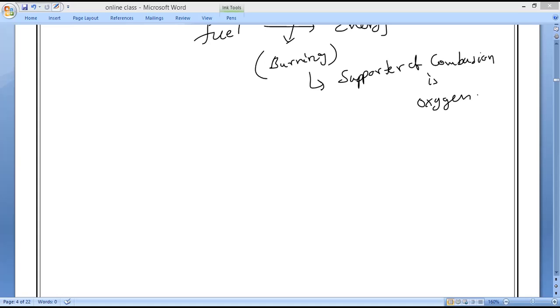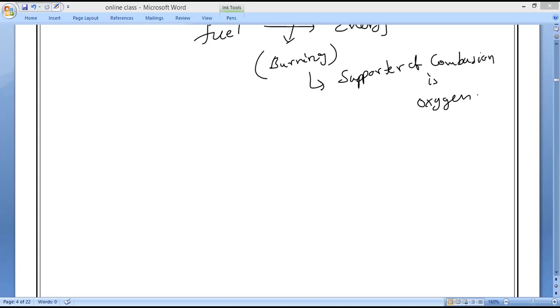Is it okay, everybody? So, the elements which belong neither to the metals nor to the non-metals, another name we can say, what is that called? Metalloids.